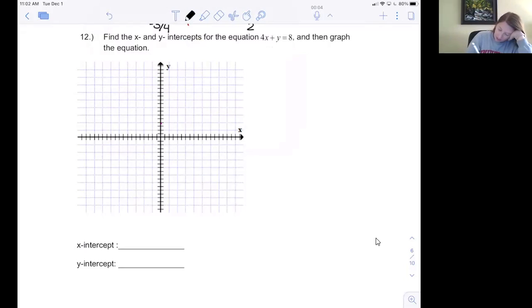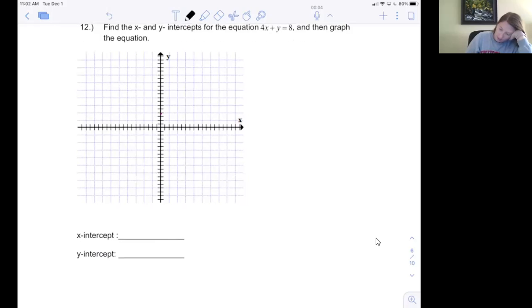So my x-intercept, okay, if I have a line like this, my x-intercept is where it crosses the x-axis, and my y-intercept is where it crosses the y-axis. So when I have an x-intercept, my y is 0 because it's just on the x-axis. So x-intercept is when y equals 0. This would be another good one to write down. And our y-intercept is when x equals 0.